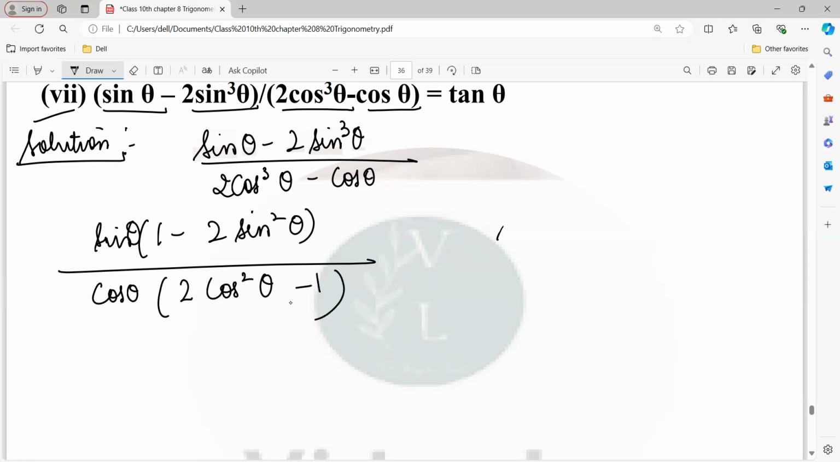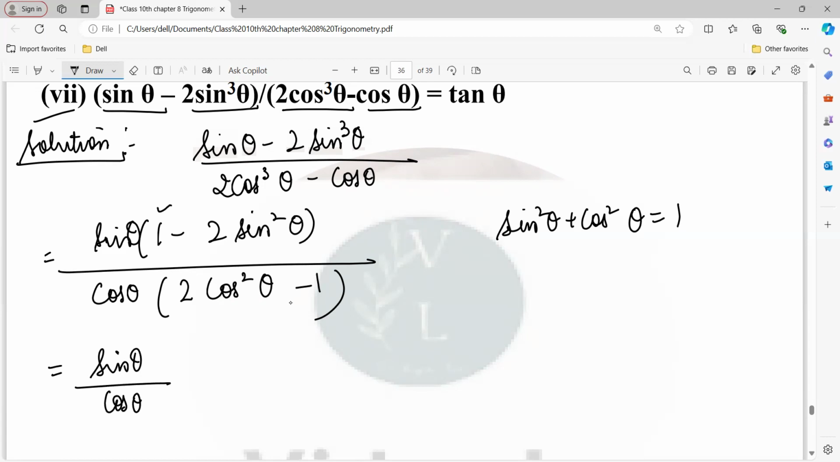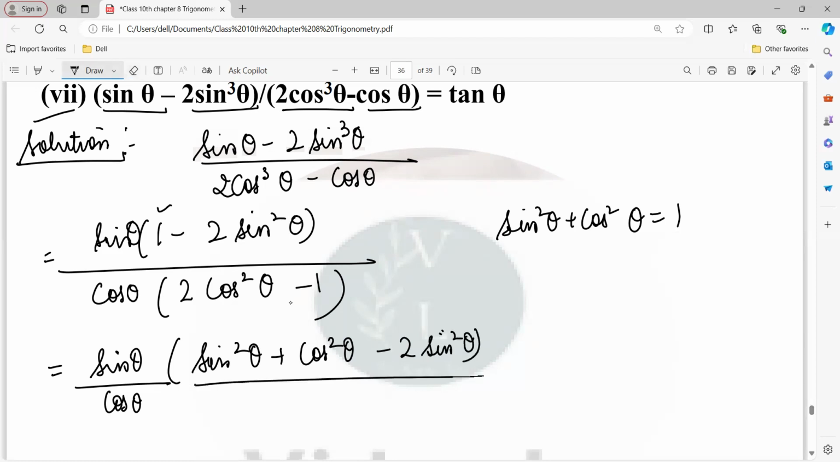Now, we know that sine square theta plus cos square theta is 1. So, instead of 1, we'll substitute its value. So, we got sine theta upon cos theta into sine square theta plus cos square theta minus 2 sine square theta. And in the denominator, we got 2 cos square theta minus, sine square theta plus cos square theta, right?